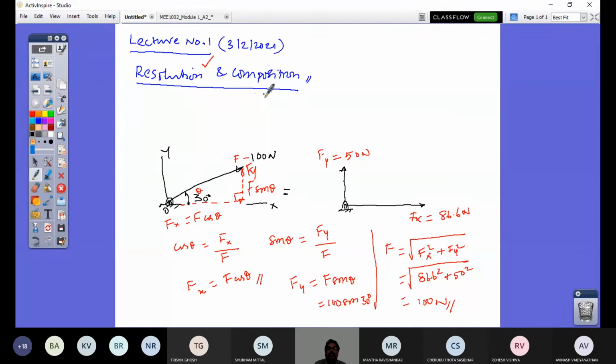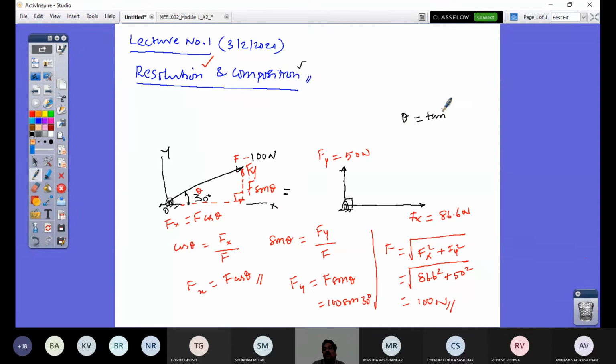Any doubt? So what is this composition? Why do I write composition? If I have to replace these two forces by a single force, how do I do that? By this process. Since these two forces are at right angle, I can replace them by applying Pythagoras theorem. I get my magnitude by simply under root of Fx square plus Fy square. And how do I get the direction? The direction theta is the theta I needed. So it is opposite by adjacent side.